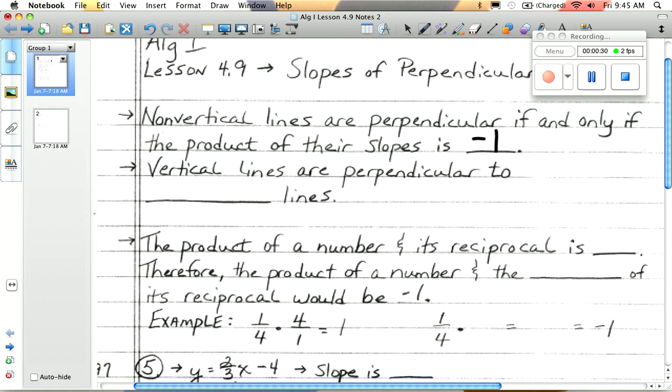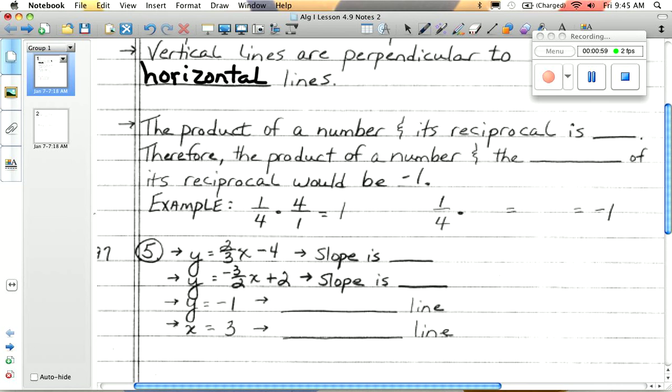Well, vertical lines are perpendicular to what kind of lines do you suppose? Courtney? Horizontal lines. Yeah, so a vertical line and a horizontal line will form perpendicular lines. Anything else, for those two intersecting lines to form perpendicular lines, are going to have their slopes, when you multiply them together, that product better be -1. Well, tell me, what is the product of a number and its reciprocal?